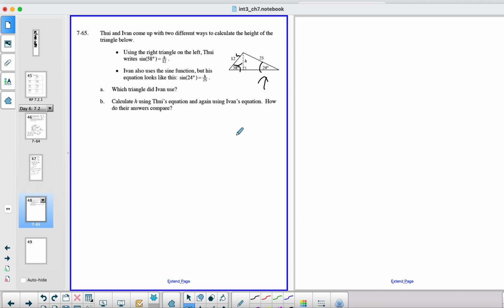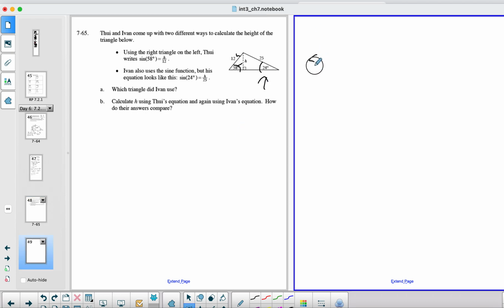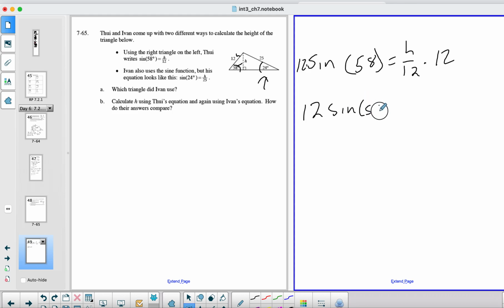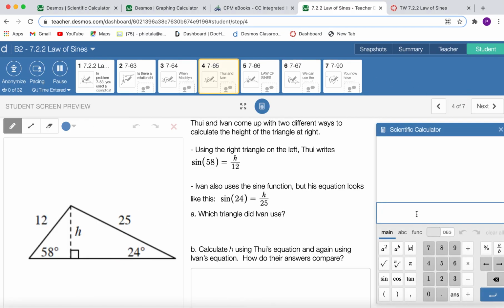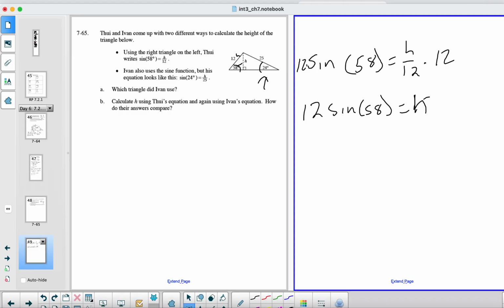So let's plug both of these into our calculator and see what we get. So we're going to type in sine 58 equals h over 12. Multiply both sides by 12. I get 12 sine of 58 is what I'm going to type into my calculator. 12 sine of 58. Should get 10.17.